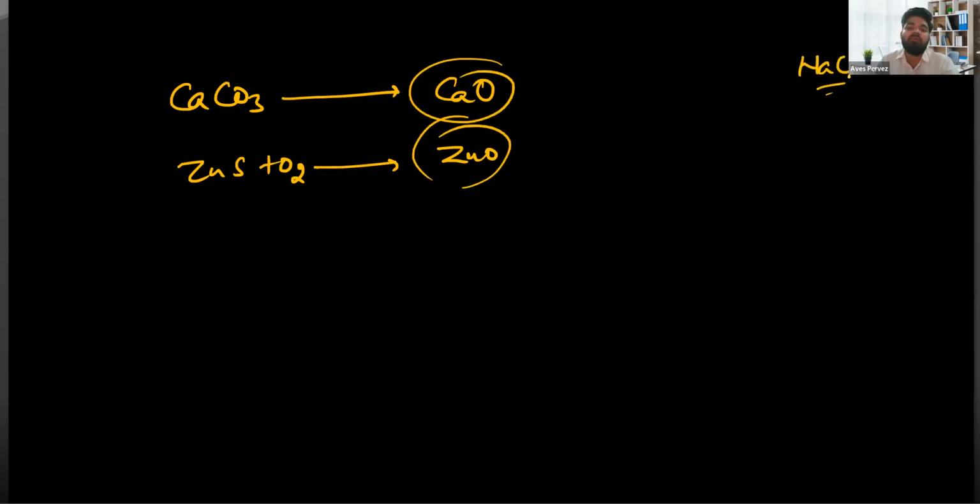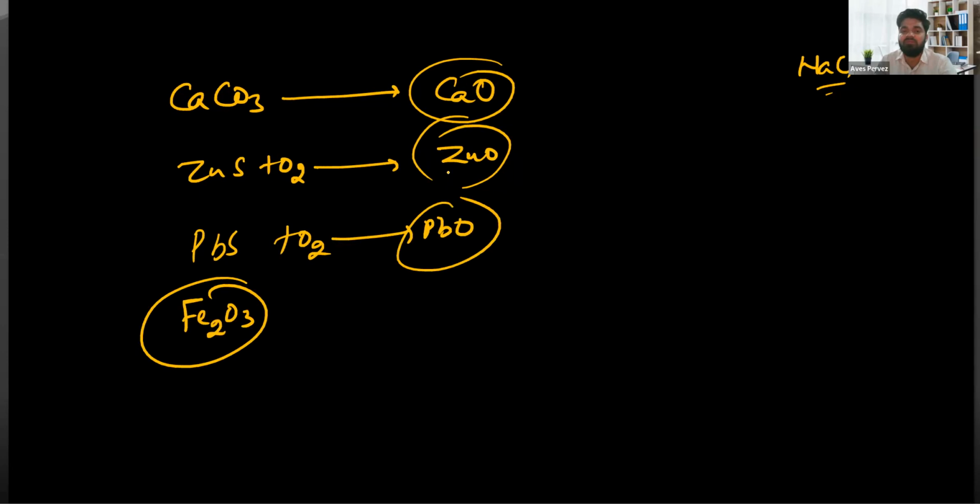We are not going to use the halide ores now, they will be studied at last, because they are very highly reactive. If we have calcium carbonate, we have converted it into calcium oxide. If we have zinc sulfide, we have converted it into zinc oxide. If we have PbS, we have converted it into PbO. Fe2O3 is already in the oxide form. So we have converted everything into the oxide form except the halide ores. We'll talk about them later.